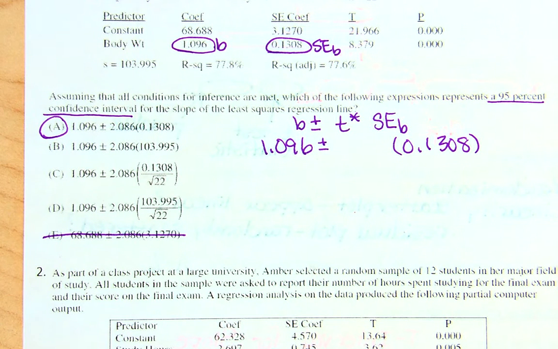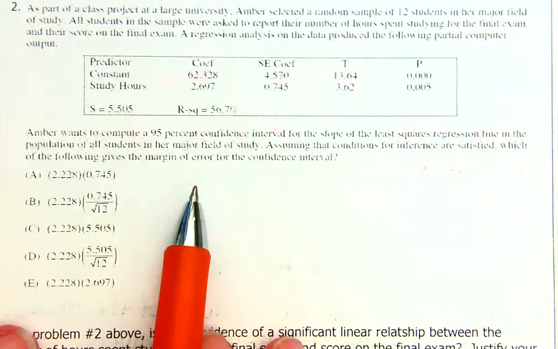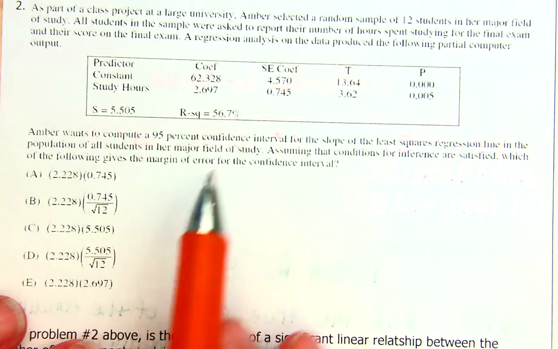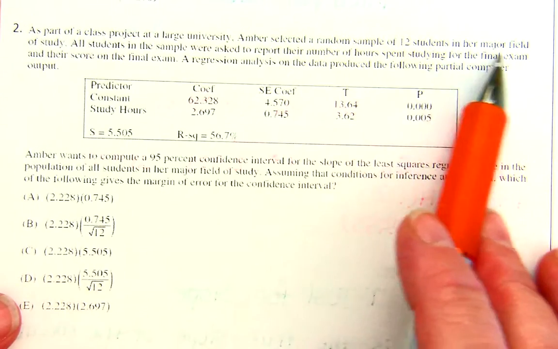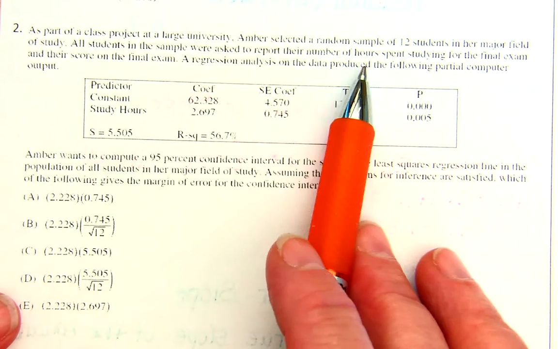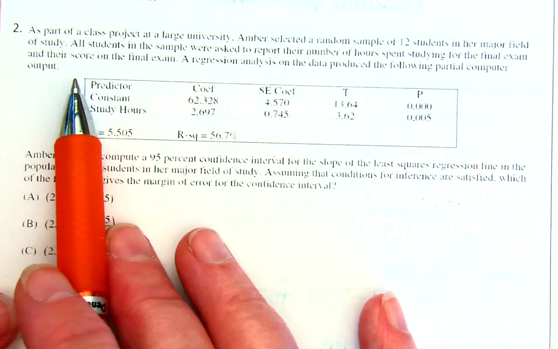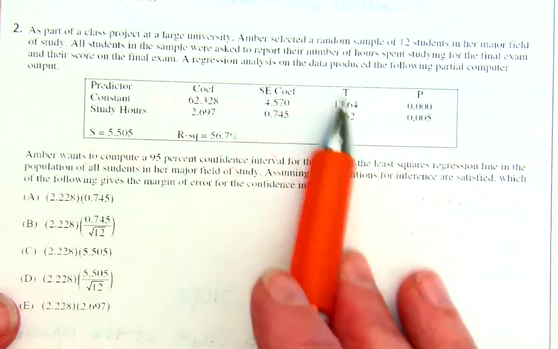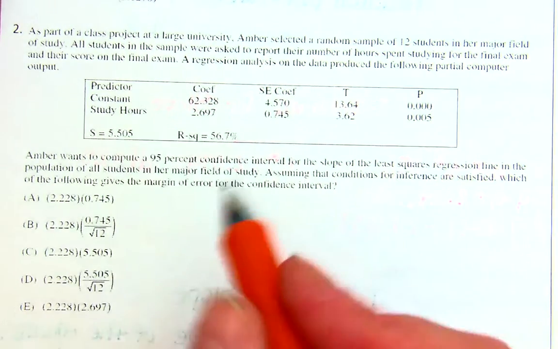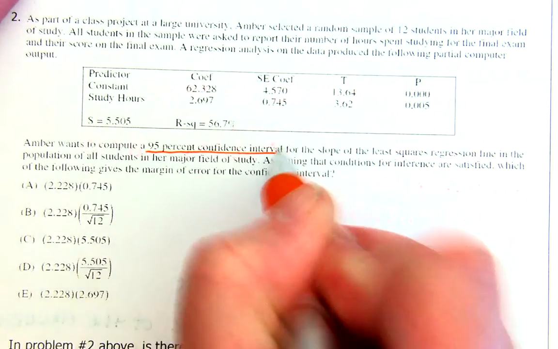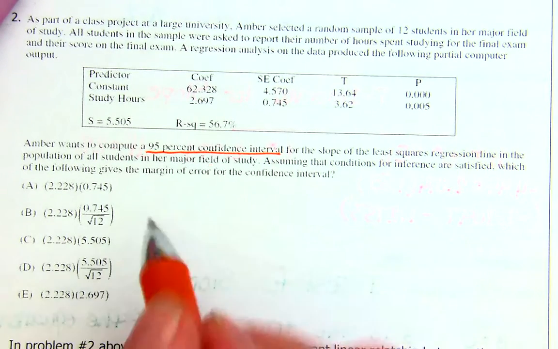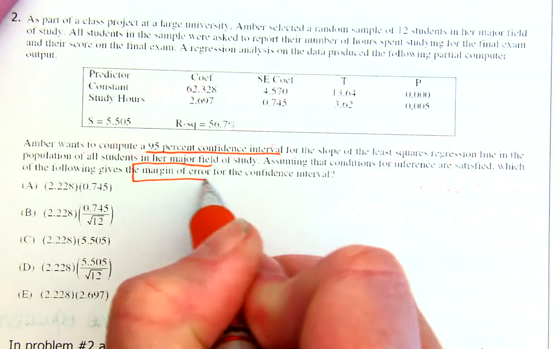We good there? All right, let's look at the other one. So this one, looking at a random sample of 12 students in their major field of study. They were asked how many hours they spent studying for the final exam and their score on the final exam. And they did this analysis. They want a 95% confidence interval, and we're just concerned with margin of error.